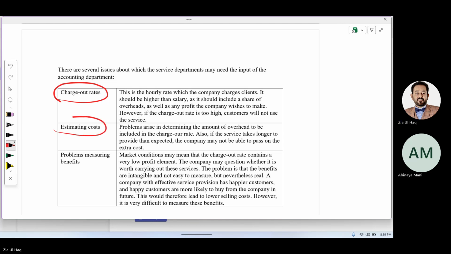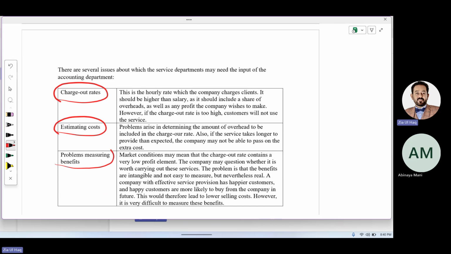Estimating cost means you are paying the staff who are providing services on hourly basis or monthly basis, and accounting department will calculate the cost of services if you are using staff who provide services, especially the accountancy firm using different accountants.